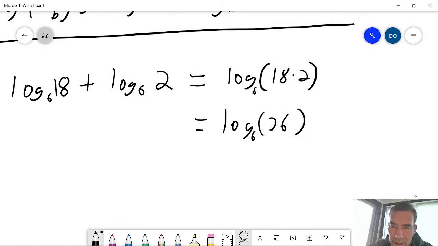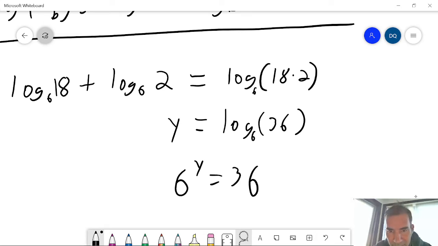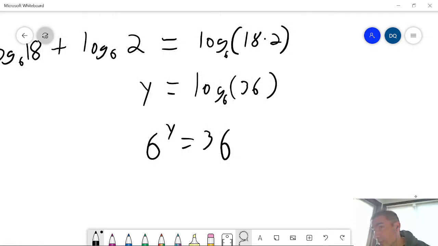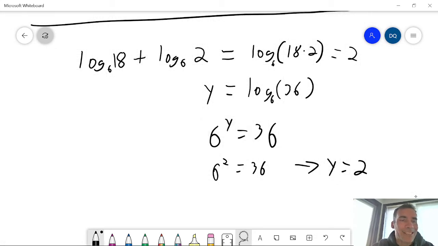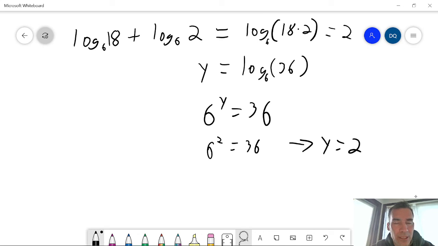So I want to know what is, let's say that that's y. What is the base 6 log of 36? Well, let's rewrite this in exponential form. 6 to the y is 36. Now it becomes kind of obvious. What exponent must you raise 6 to get 36? It's a 2. 6 to the 2 is 36. Therefore, y is equal to 2, which makes this equal to 2. So the base 6 log of 18 plus the base 6 log of 2 is equal to 2.